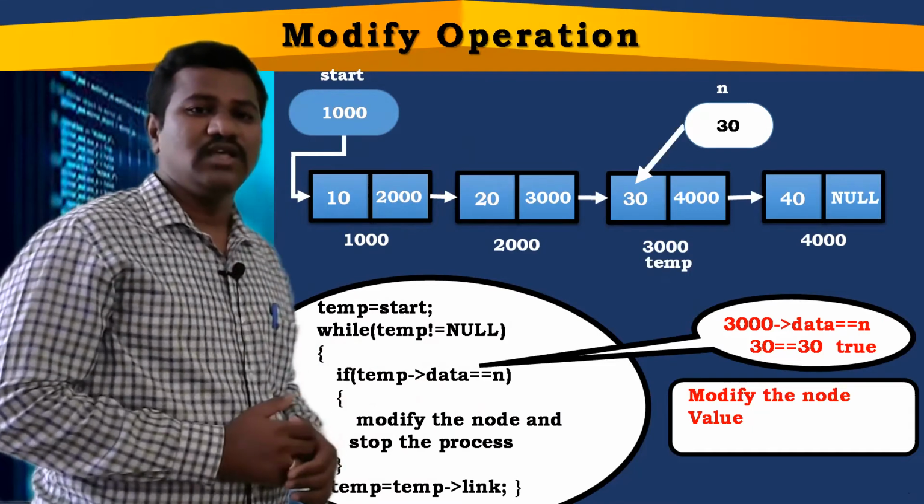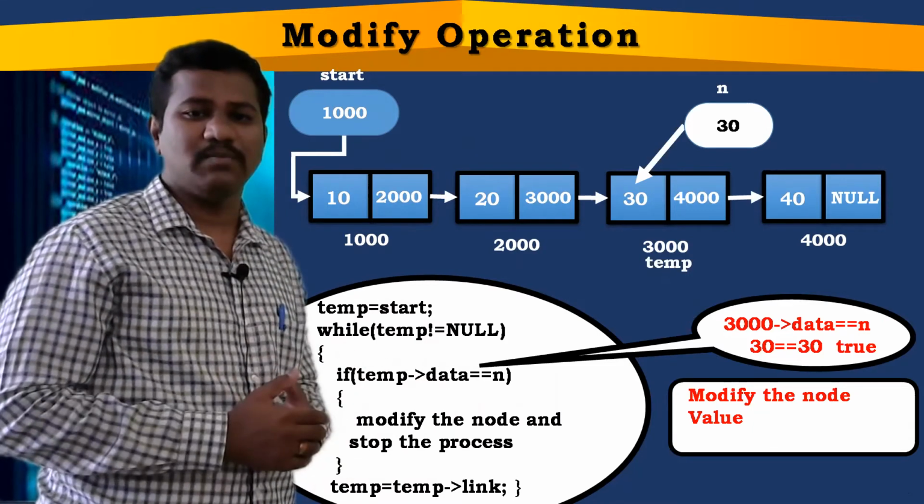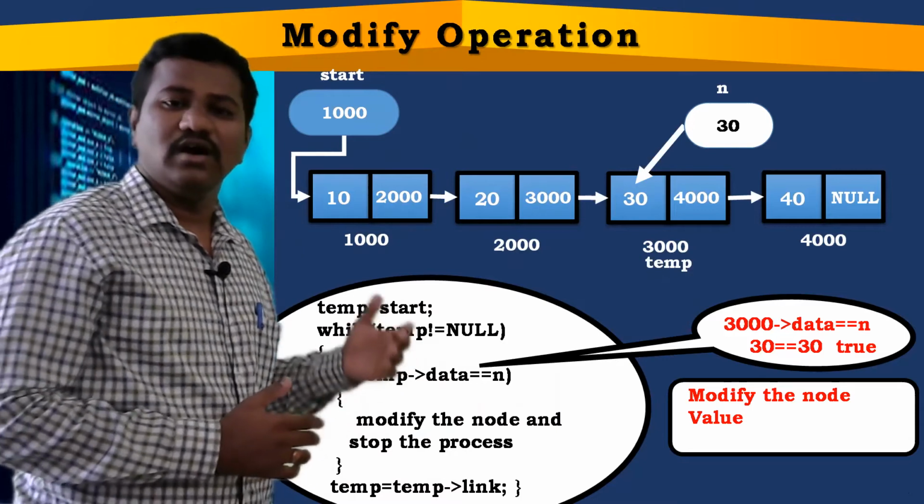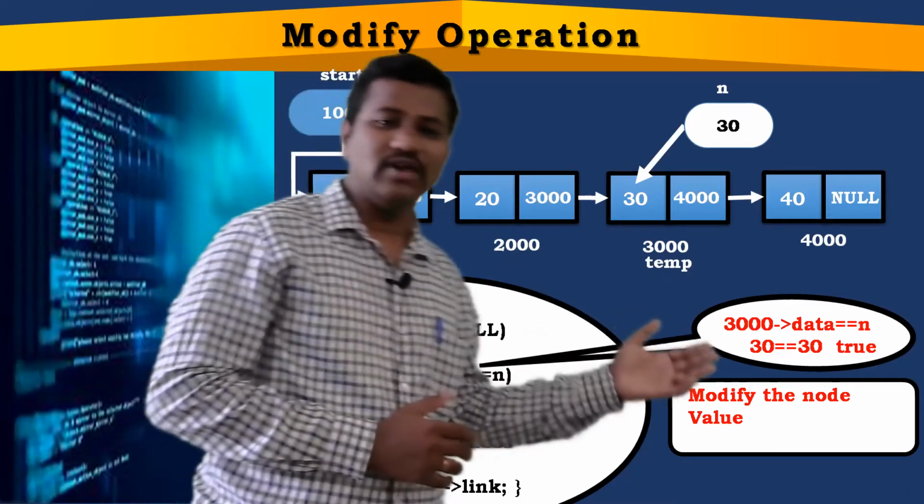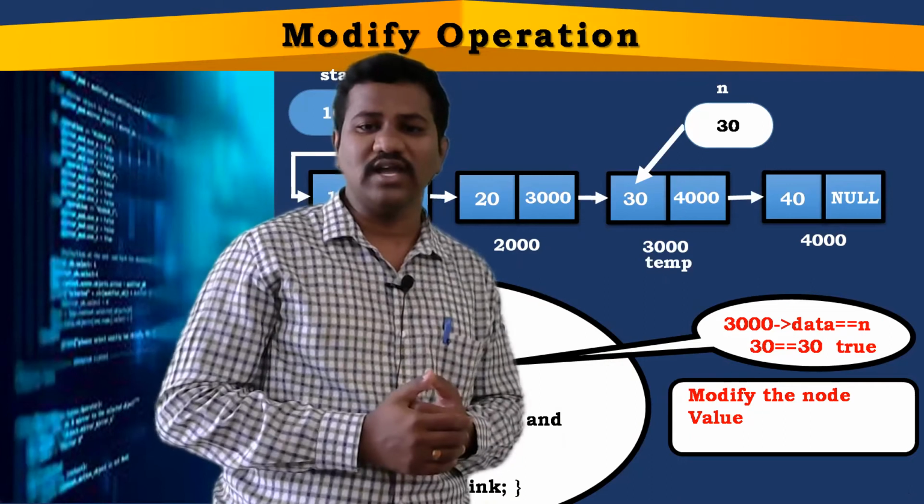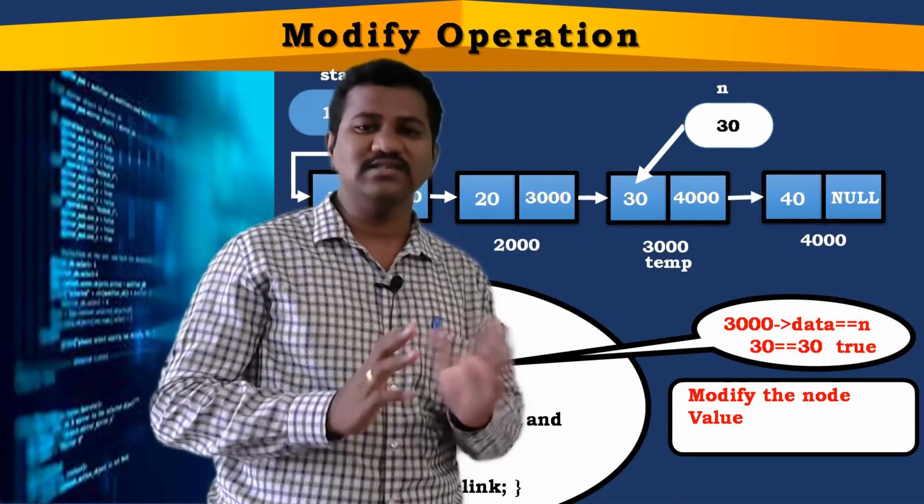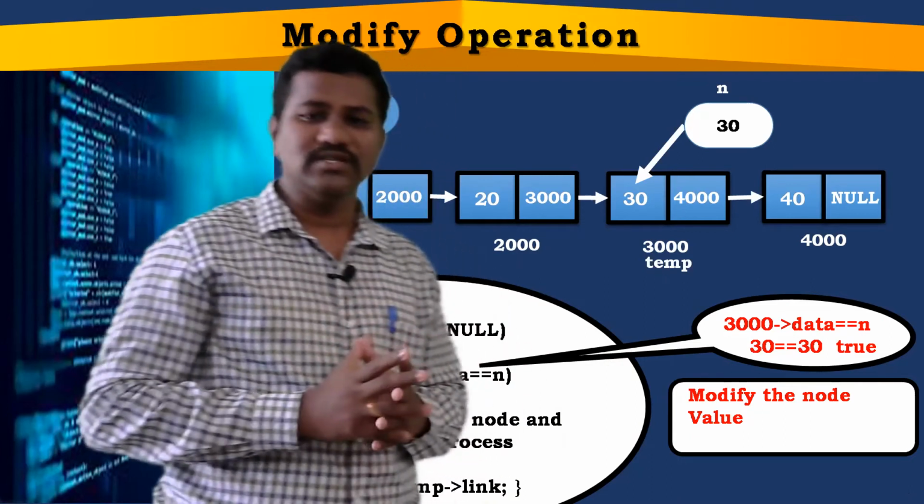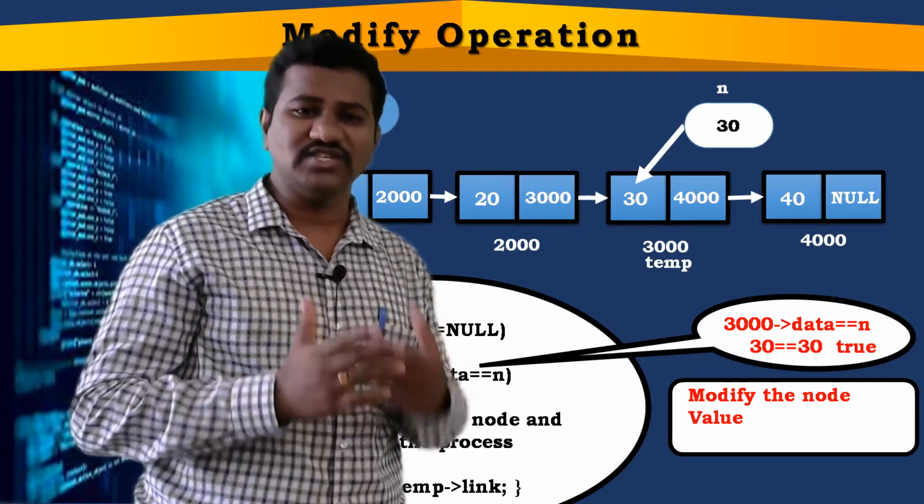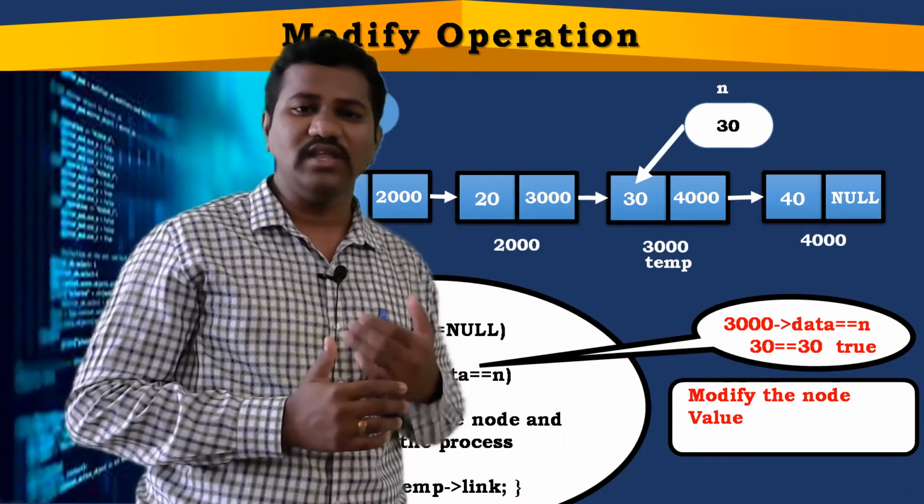Inside this while loop, we have temp arrow data, that is 3000 arrow data. 3000 arrow data is 30, equal to the end value, which is again 30. In this case both are true. Now what we need to do is, if a match is found, we need to modify the node value.